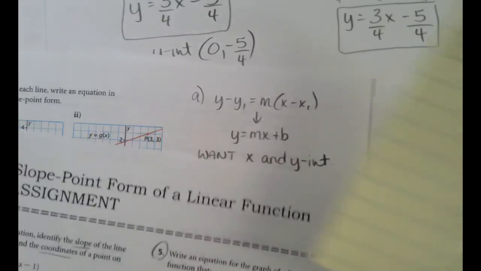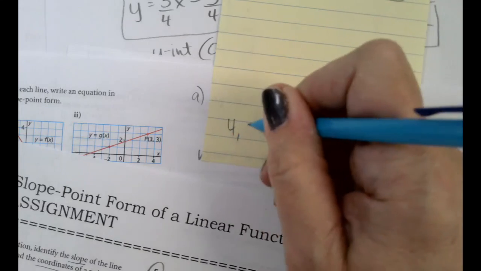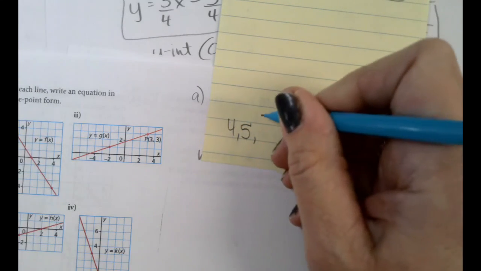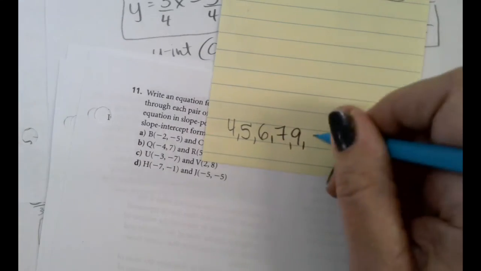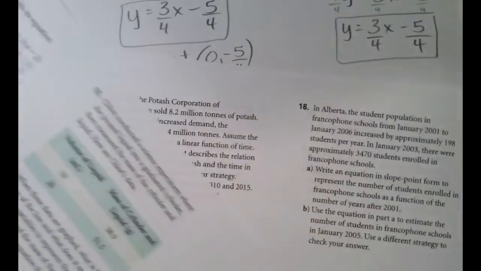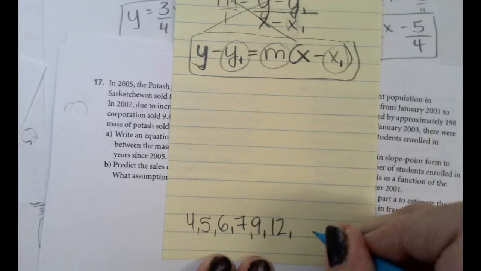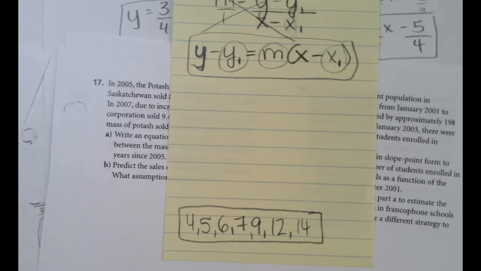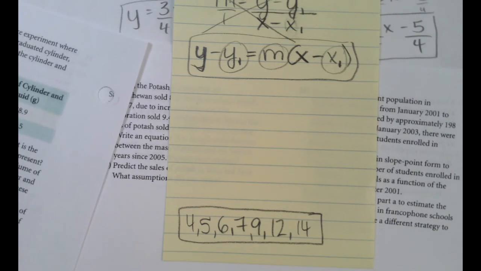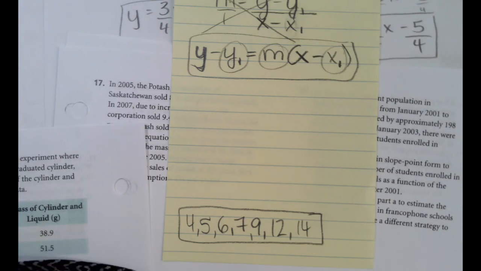Get the sign out though. So you're doing 4, 5, 6, 7, 9, 12, and 14. Okay, I know some of the questions are out of order. I just put them that way so that you had more space to work on them. All right, that is done.